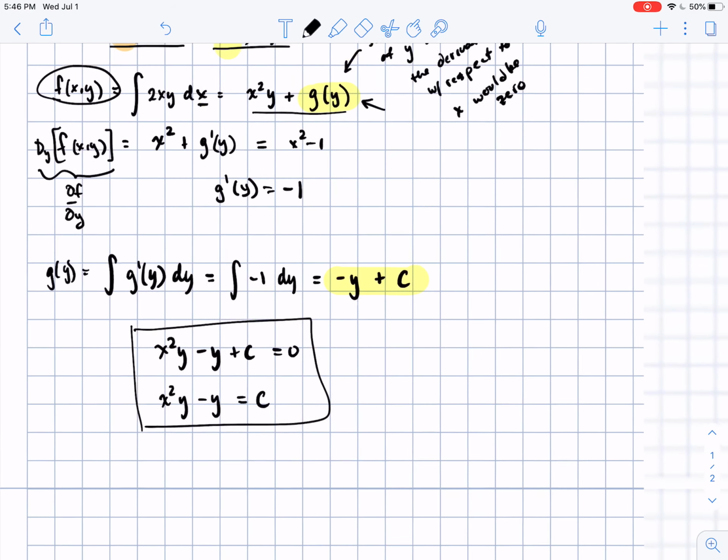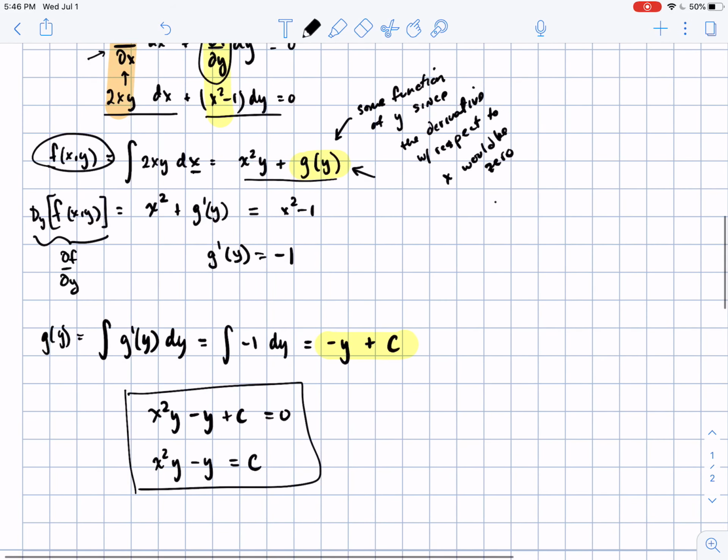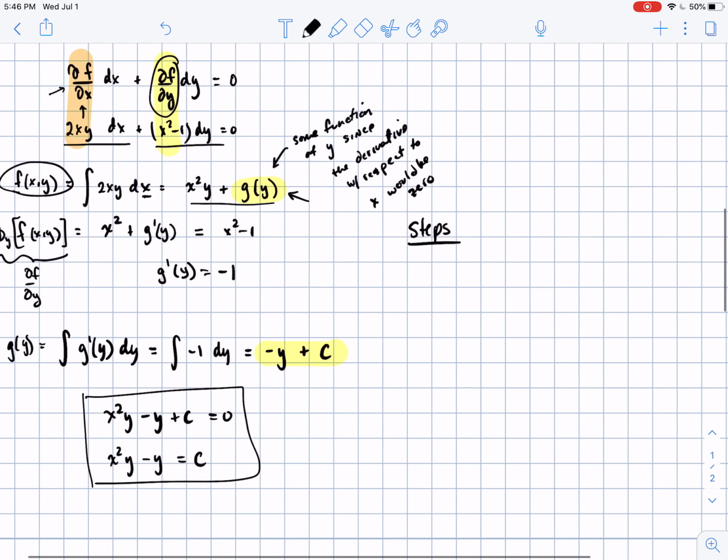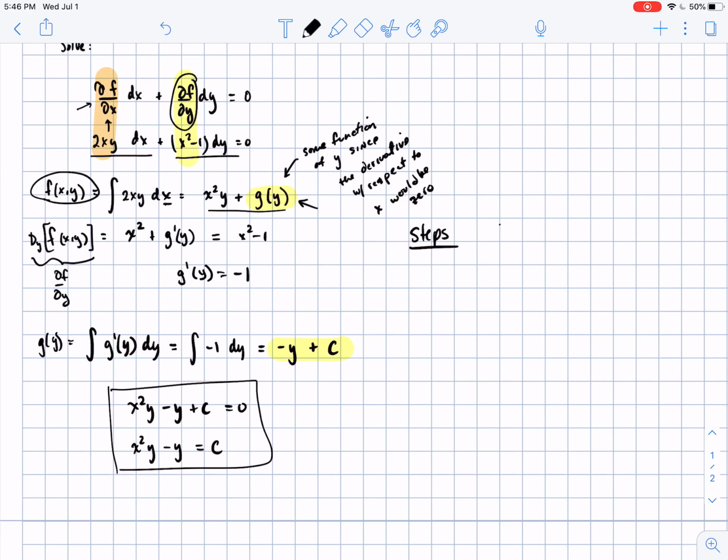All right, so let's put steps down for you guys. Steps. The first step: think about your problem in this form. I know you have M(x,y) dx plus N(x,y) dy equals 0, but maybe think of it as the partial of f with respect to x dx plus the partial of f with respect to y dy, and that's equal to 0. This way it kind of helps us.